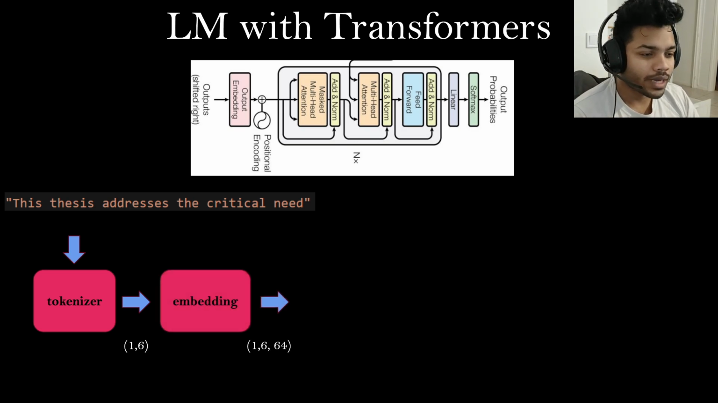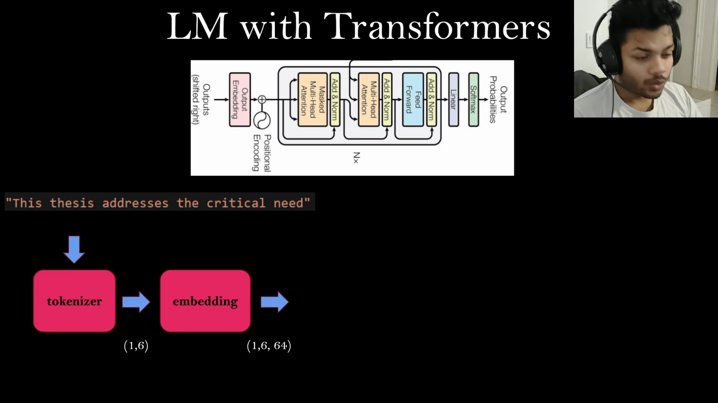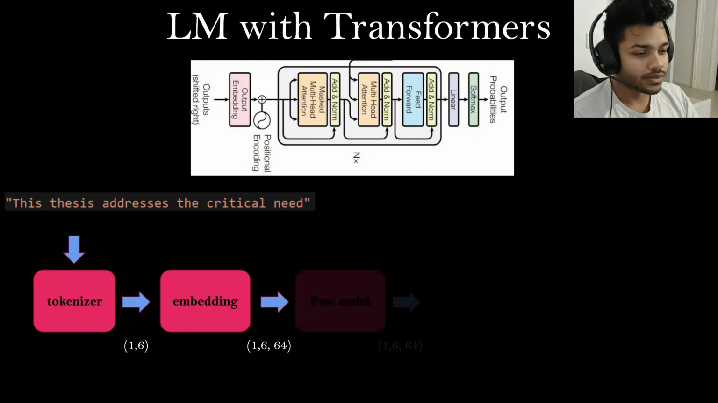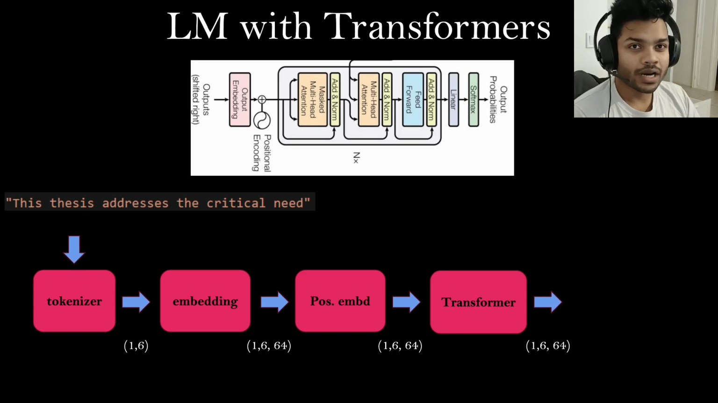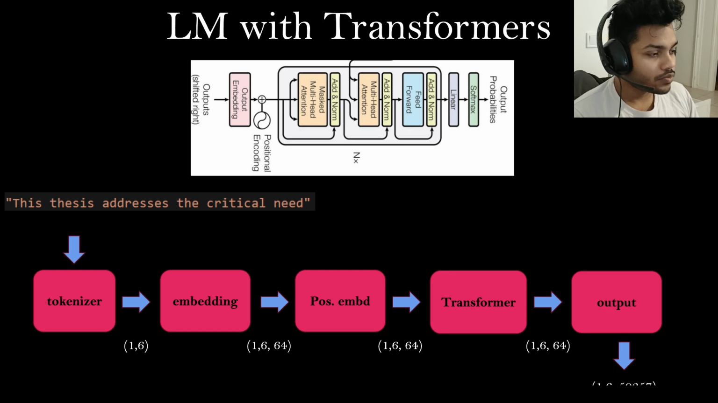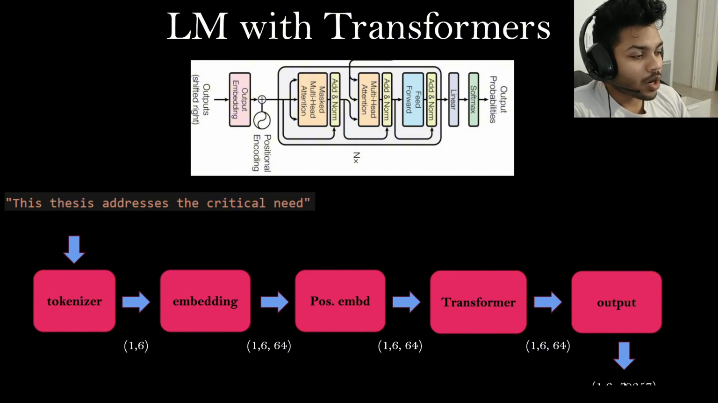Then I pass that through my embedding layer, where for each token I get a dense embedding vector. We'll look through all of this throughout this video. This is just a summary of what we are going to cover. Then we add the positional encoding, then comes the transformer architecture itself, and then the output. In the output we have the vocabulary size. Suppose we have a total of 50,000-something words in our vocabulary, so our output will have that many neurons. So yeah, that's the whole small language model architecture.